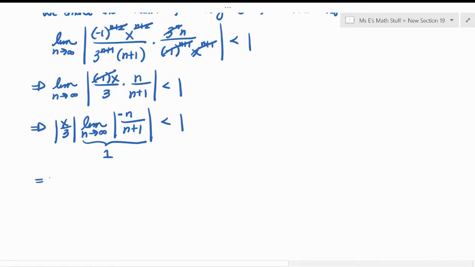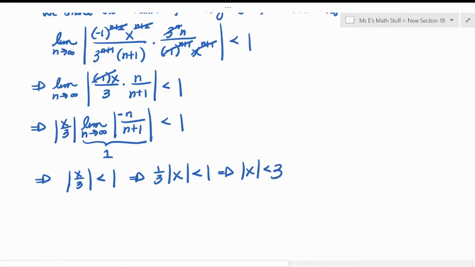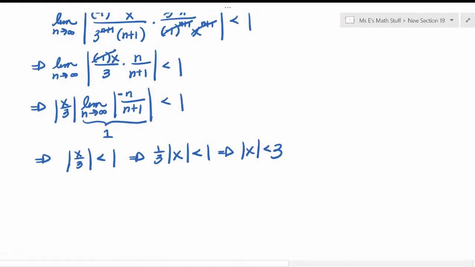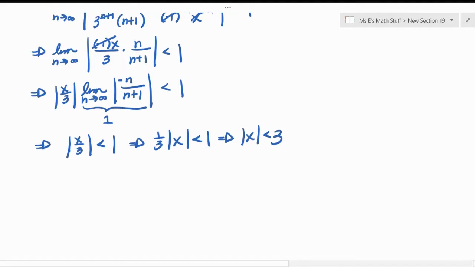And so we're left with absolute value of x over 3 has to be less than 1. Now you're going to factor out the positive 1/3 out of the absolute value, and then you're going to multiply both sides by 3. Right there. Okay. And so the question was, they wanted to know the radius of convergence. That was part of it. And so you got that 3 there for your radius of convergence.